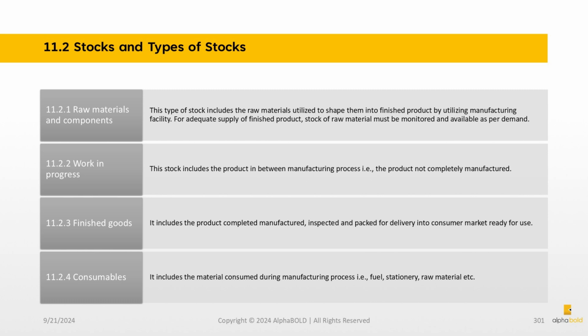Work in progress. This stock includes the product in between manufacturing process, i.e., the product not completely manufactured. Finished goods. It includes the product completed manufactured, inspected and packed for delivery into consumer market ready for use. Consumables. It includes the material consumed during manufacturing process, i.e., fuel, stationery, raw material, etc.